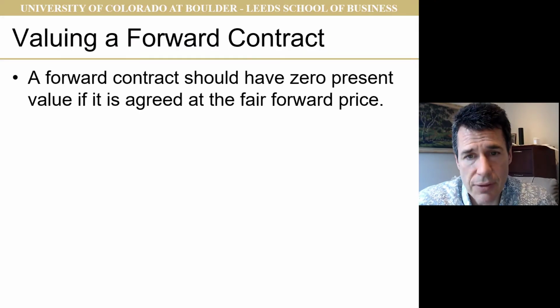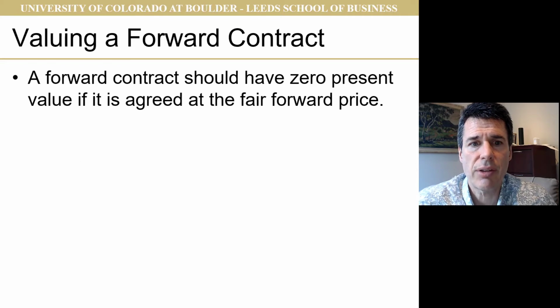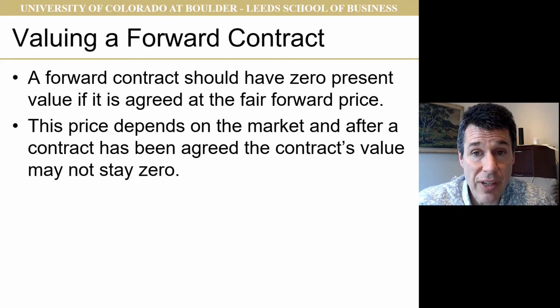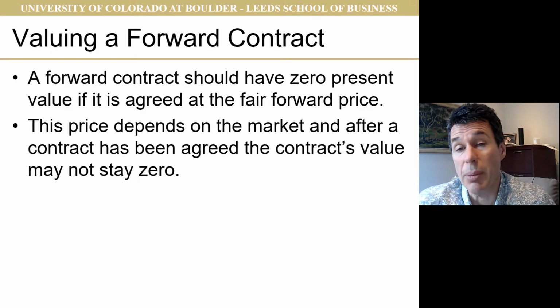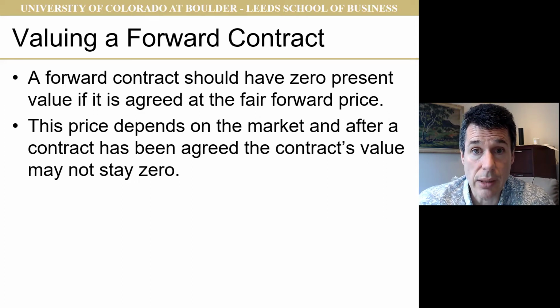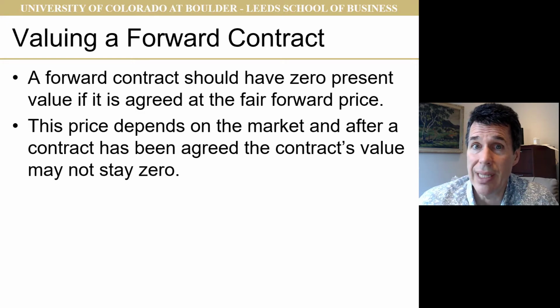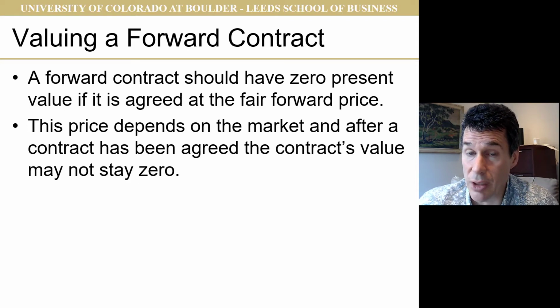So a forward contract, as we just said, should have zero present value if it is agreed at the fair forward price. Now, the fair forward price depends on the market. And after a contract has been agreed, the contract value may not stay zero. If, let's say, we've gone long a forward contract at the fair forward price, and the fair forward price goes up significantly from now, well, that contract is no longer worth zero. We're actually quite happy we agreed at a lower price than what would currently be seen in the market at zero present value, which means it has a positive present value to us.